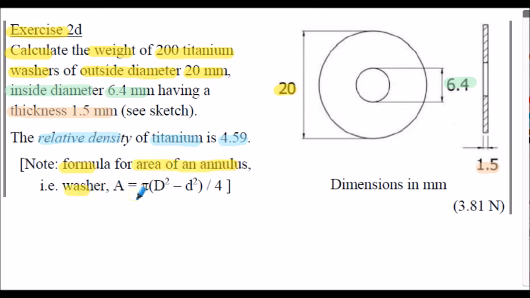So area of the annulus is equal to pi multiplied by, in brackets, the outside diameter squared minus the inside diameter squared, divided by 4. I would encourage you to start the presentation and attempt this question. The answer is shown in the bracket here, but the full worked solution will be shown on the following slide.